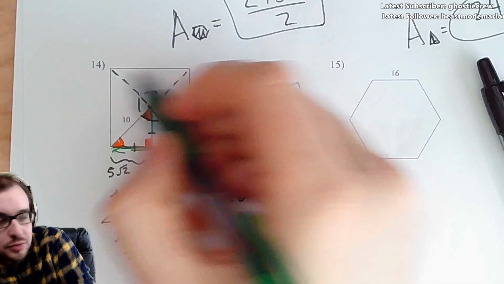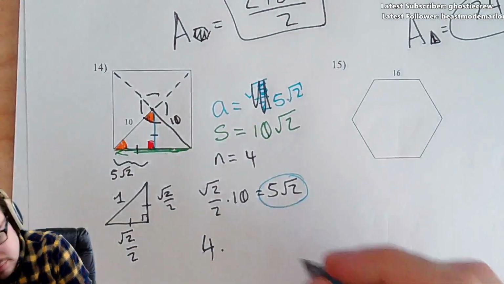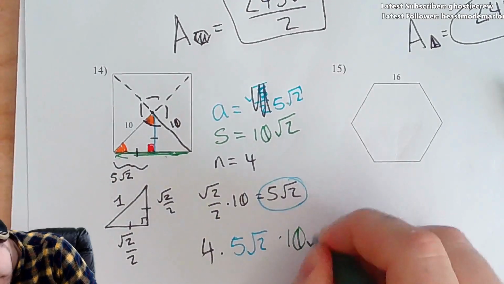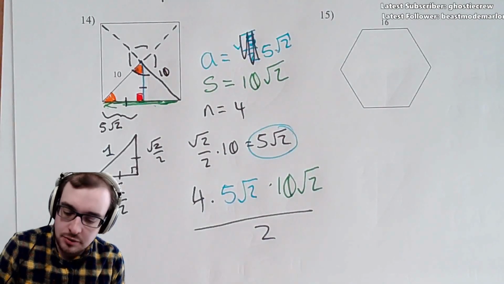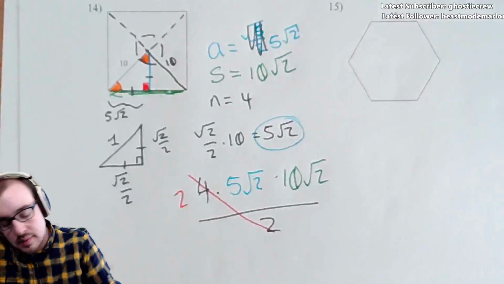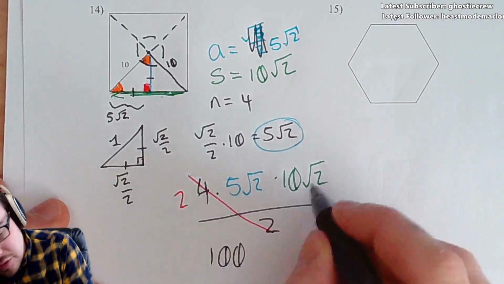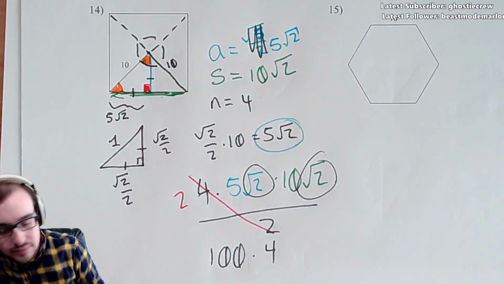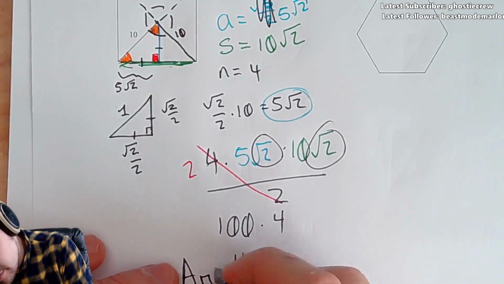We have 1, 2, 3, 4 sides, so n is 4. So we do 4 times 5 root 2 times 10 root 2, all divided by 2. I'm going to do 4 divided by 2. Doesn't matter which one you pick. You could have done 10 divided by 2. And get 2. So we've got 2 times 5, which is 10, times 10, which is 100. And then root 2 times root 2, which is 2, right? These guys, root 2 times root 2 makes 2. So we get 200 is the area of the square.